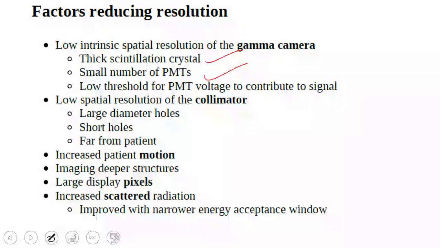As I mentioned, a small number of photomultiplier tubes affects the low intrinsic spatial resolution, and this low threshold of photomultiplier tube voltage contributes to the signal. This is related to the idea of calibration that I was talking about earlier, the adjustment of calibration and the gain of the photomultiplier tube. The photomultiplier tube must provide consistent output in a consistent manner. It should not vary without any fluctuations.